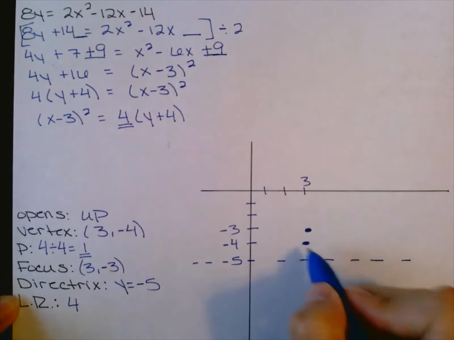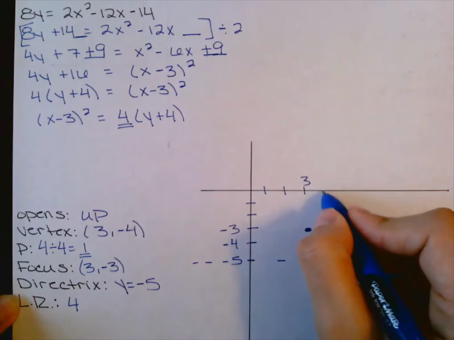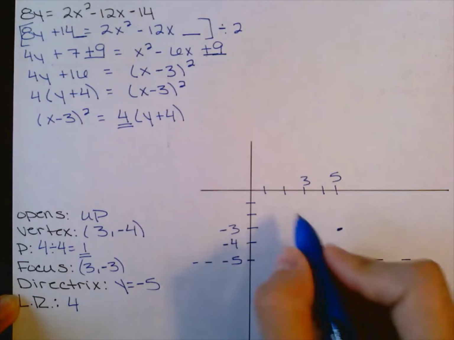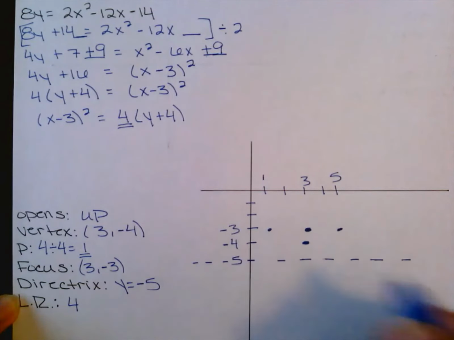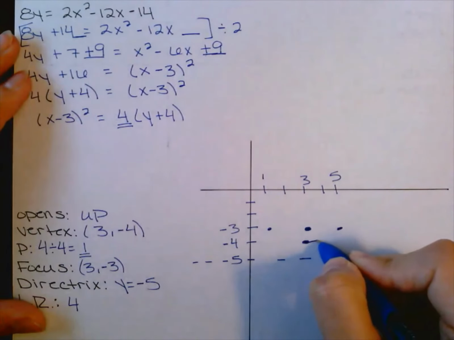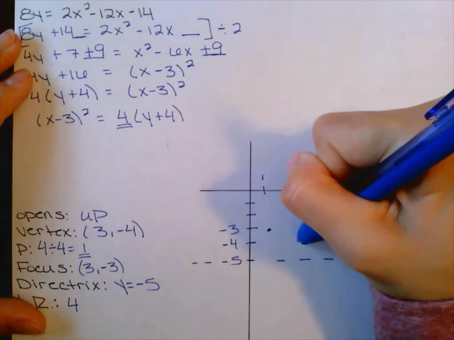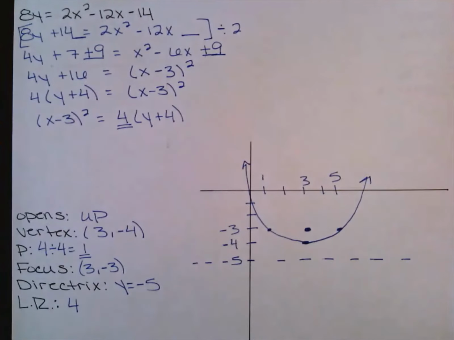And then if my LR is 4, at the location of the foci, that's going to be my distance across. So I'm going to go 2 to the right and 2 to the left. Again, at the location of the foci. And that is going to dictate the width of my parabola. And you're done.